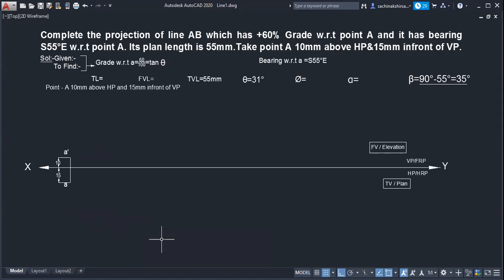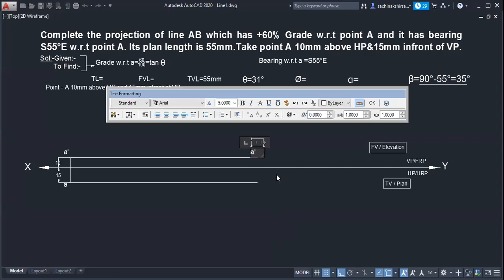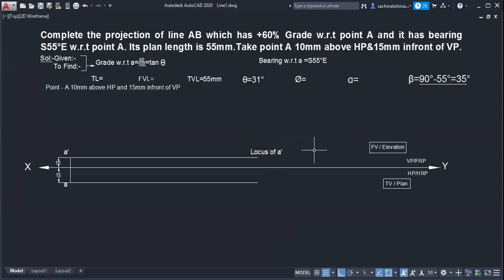Then what do we have to do? We have to draw the locus. Then we can give a name to this. Locus of what? Locus of A dash and A. So similarly, we can give names.